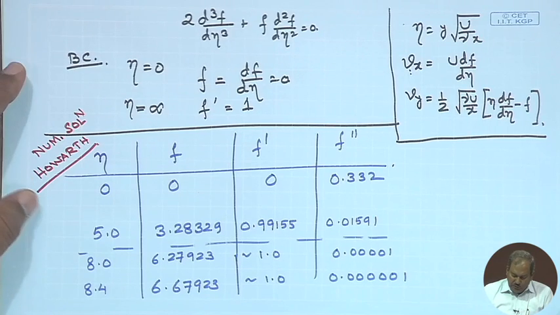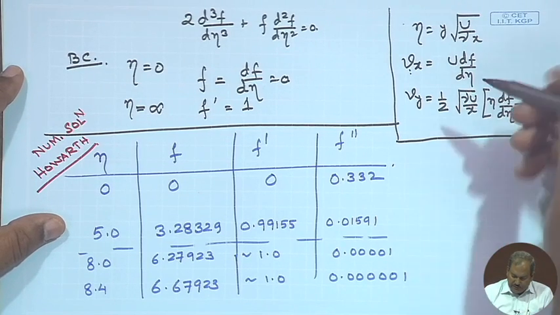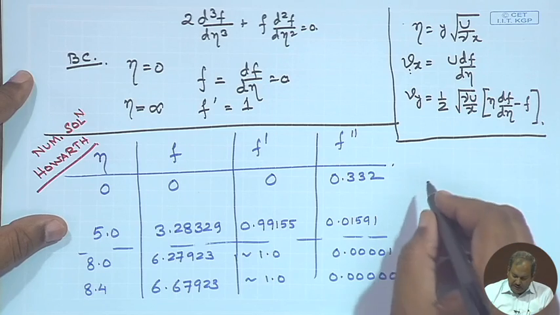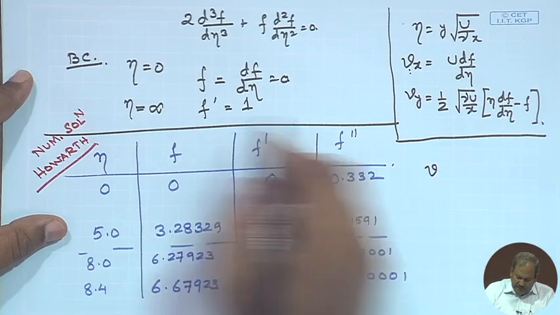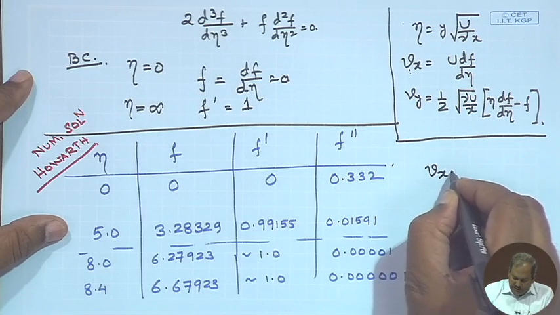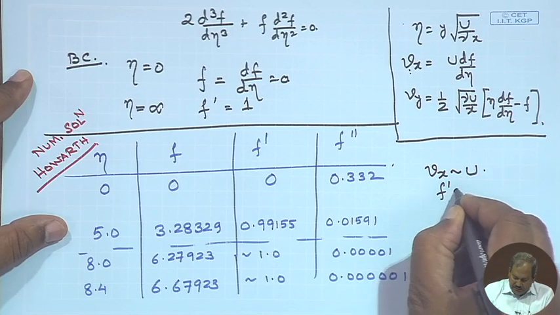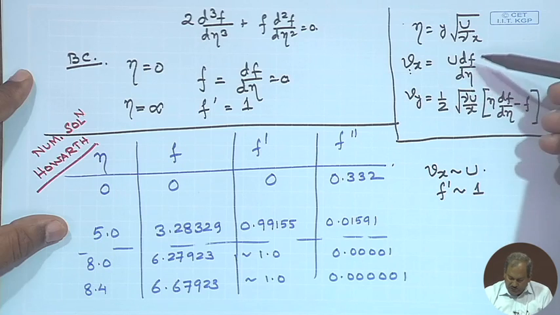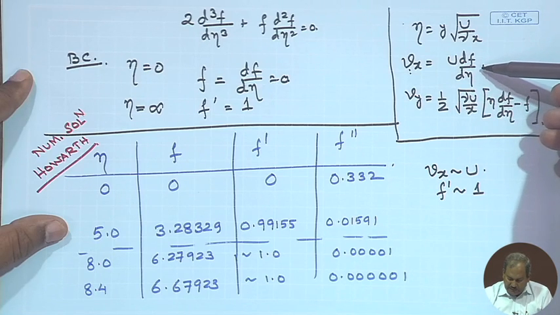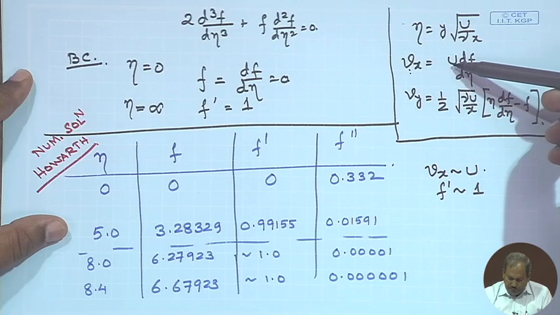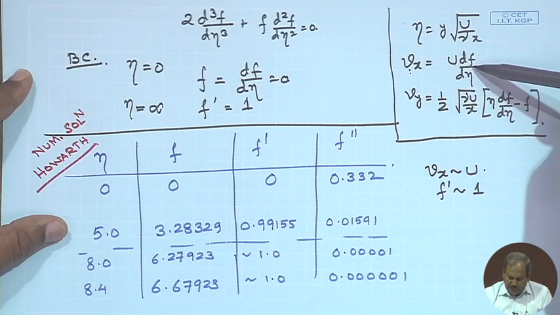So if you look at the definition of Vx, you understand that for Vx to be equal to u, f prime has to be equal to 1. The definition of Vx tells you that in order for the velocity to approach the free stream velocity, to be equal to the free stream velocity, the value of df d eta must be equal to 1.